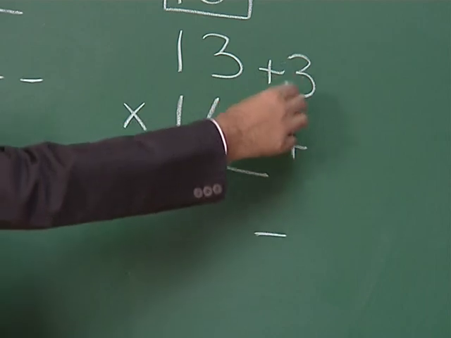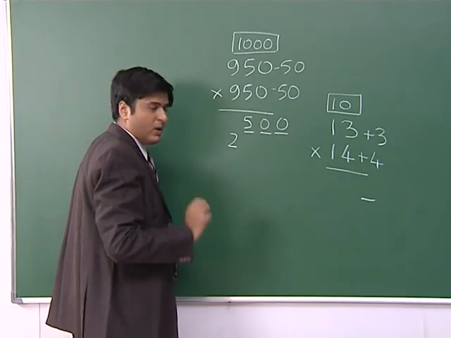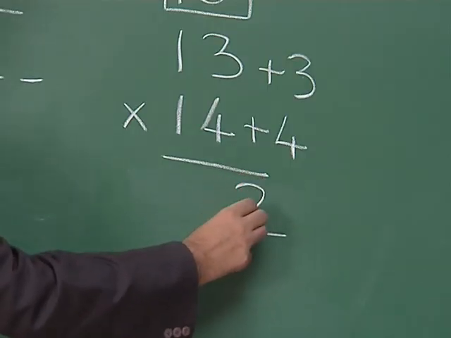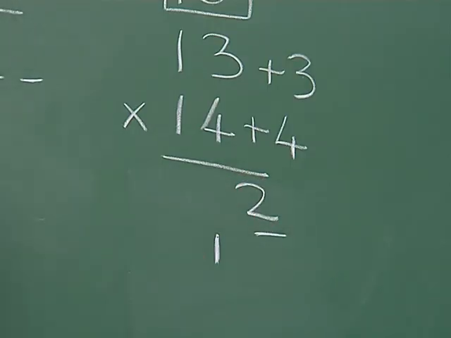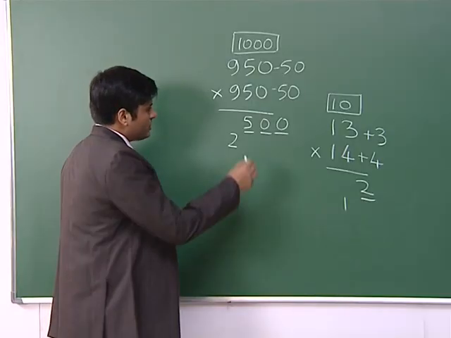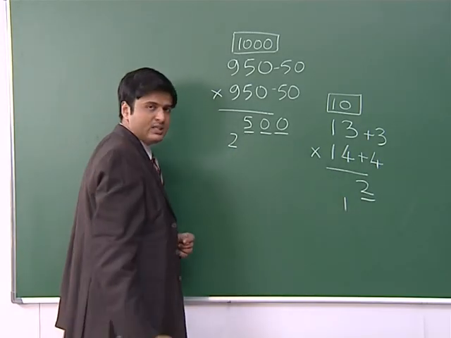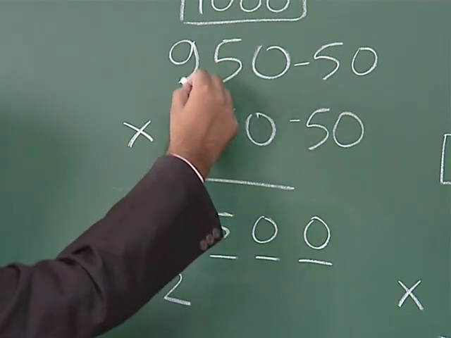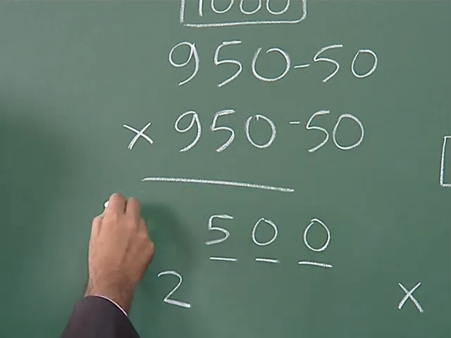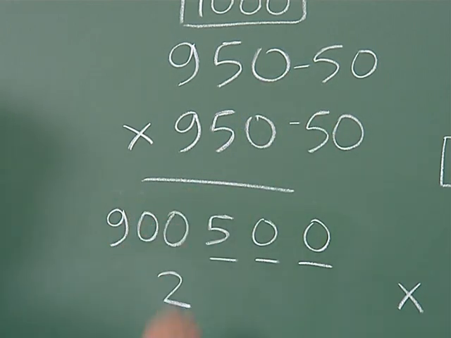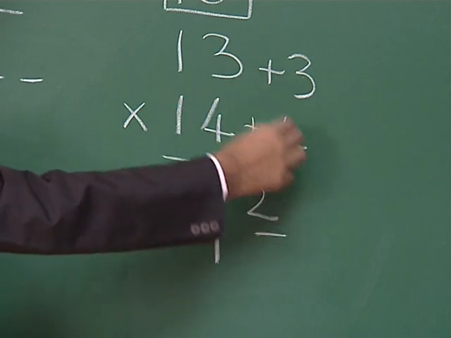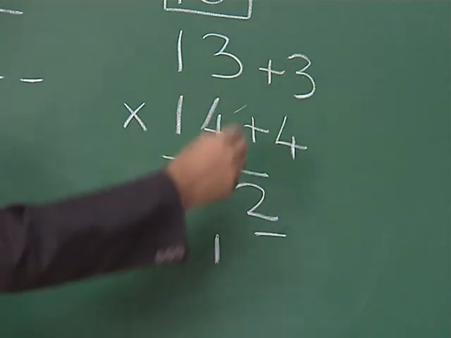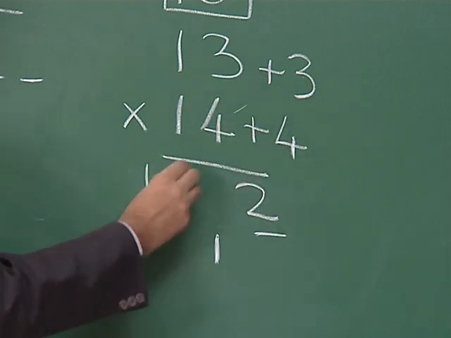Here plus 3 into plus 4 is 12. 12 is a 2-digit answer, but I have space for only 1 digit. So I write 2 carry over 1. So here also we have finished step C. Step D says find the cross answer. So 950 minus 50, I get 900. And here I go, I can take 13 plus 4 also, or I can take 14 plus 3 also. My answer would be 13 plus 4 is 17.